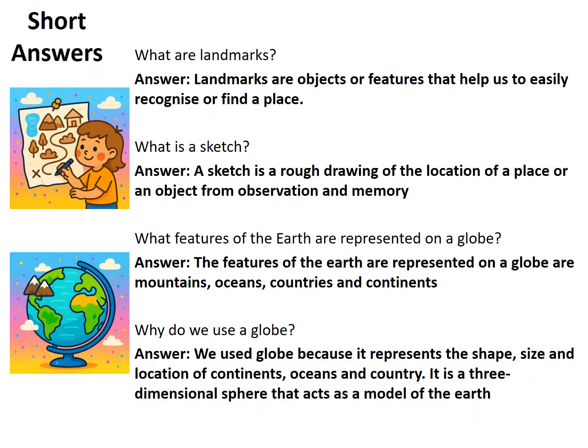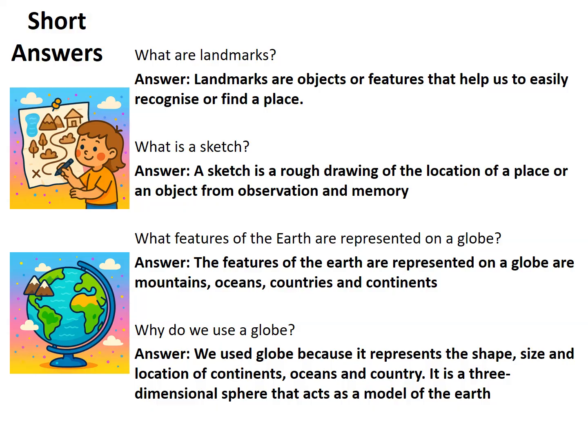Let's answer some short questions. What are landmarks? Landmarks are objects or features that help us to easily recognize or find a place. What is a sketch? A sketch is a rough drawing of the location of a place or an object from observation and memory. What features of the Earth are represented on a globe? Mountains, oceans, countries, and continents are represented on a globe.